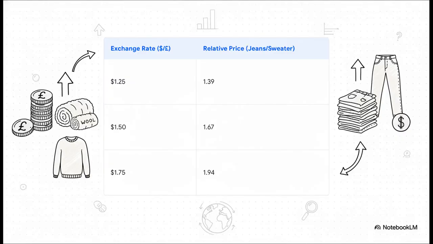So here's the key takeaway. Exchange rates directly change the relative prices of things. As you can see right here in this table, as the pound gets stronger, it suddenly takes more and more pairs of American jeans to buy that one British sweater. This is the fundamental economic force that shapes what countries buy and sell from each other.